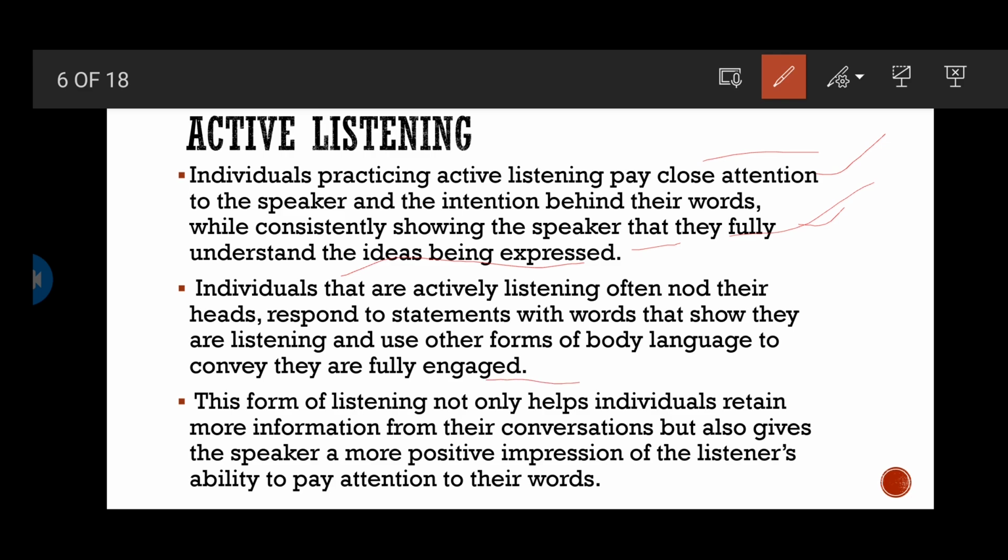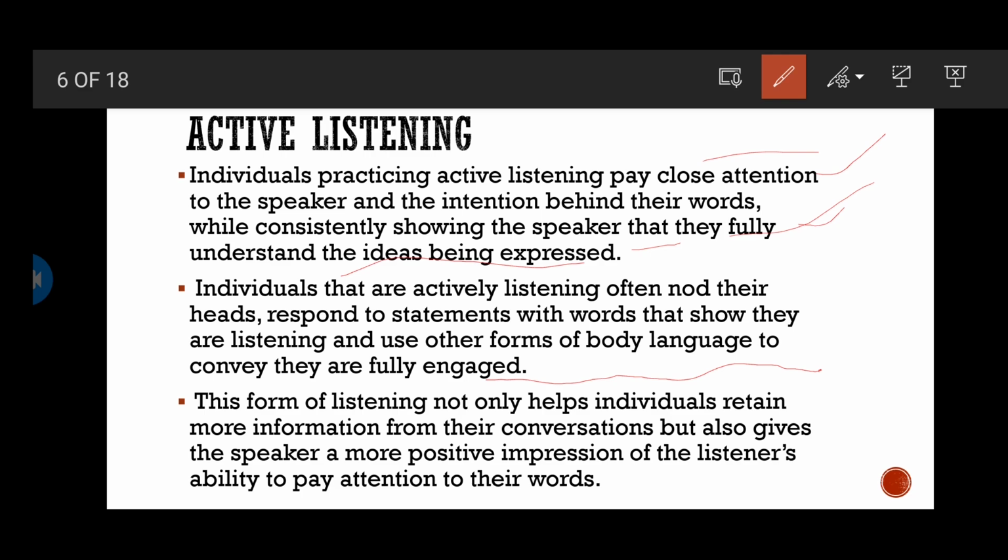This form of listening not only helps individuals retain more information from their conversation, but also gives the speaker a more positive impression of the listener's ability to pay attention to their words. Due to active listeners, the speaker delivering the speech may get more motivation to deliver more, and even gives more information than what is required.